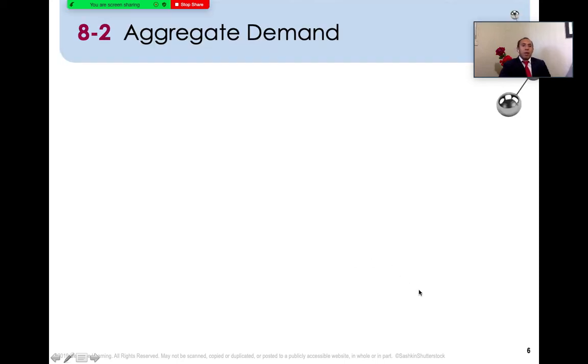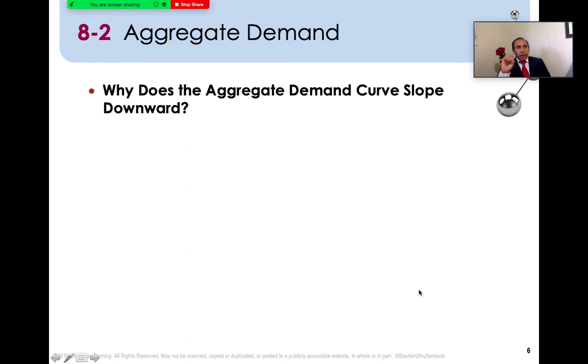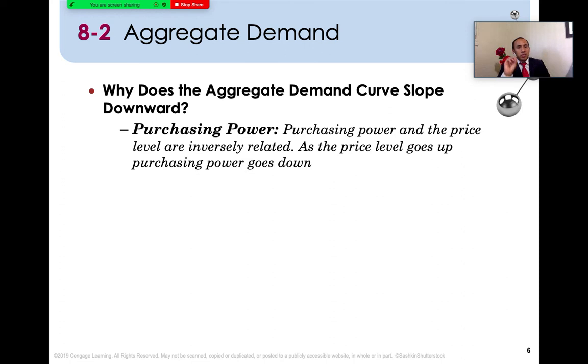Now, when we're looking at aggregate demand, the aggregate demand slopes downwards not just because of the price level relationship that it has with the consumer price index, but also because we have what is called a purchasing power effect. The purchasing power has a relationship with the price level. They're inversely related. The lower the price level, the greater the purchasing power of goods and services. And as the price level goes up, the purchasing power goes down. So it further elaborates why the aggregate demand curve is downward sloping.